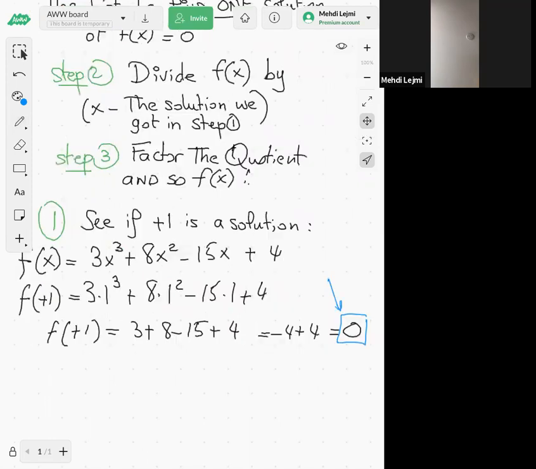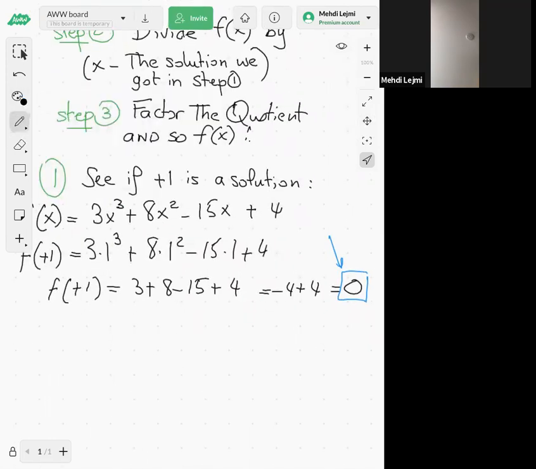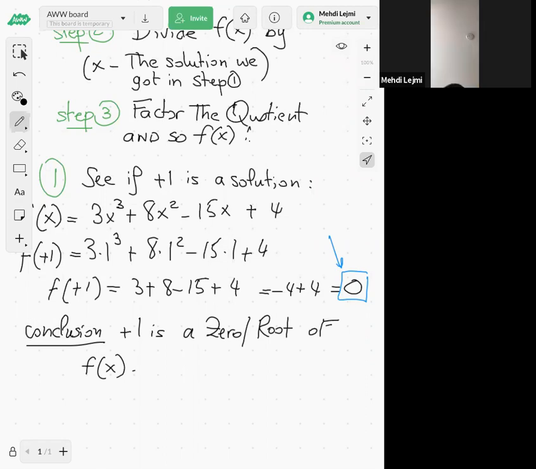So the conclusion: +1 is a zero, or a root, of f of x. If you don't get 0, guys, then you have to try the next number. If you get 0, then you stop, and you can move to the next step. I guess in the test or in the final, you won't have to try all the numbers in the list. Probably the first or the second number would be a solution. So once you get the solution, I can move to the next step.